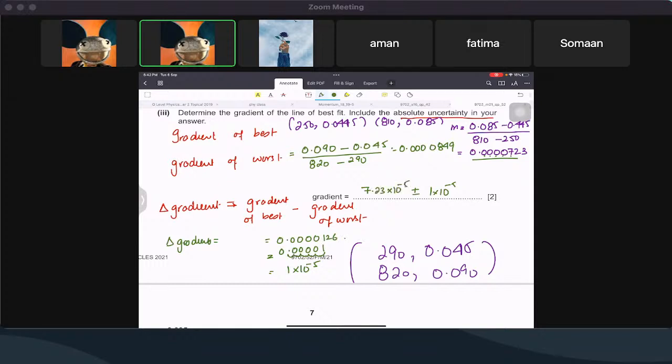So for the uncertainty, shouldn't we do best minus worst? Best minus worst. I think we did worst minus best. It doesn't really matter because the same answer will come, just with a minus sign. Doesn't really matter, no? Okay, is it clear? Alright.